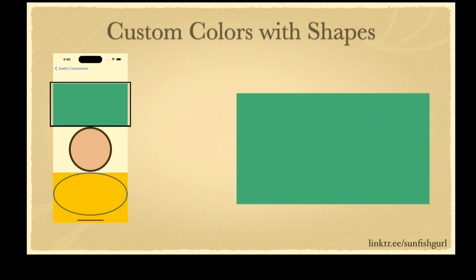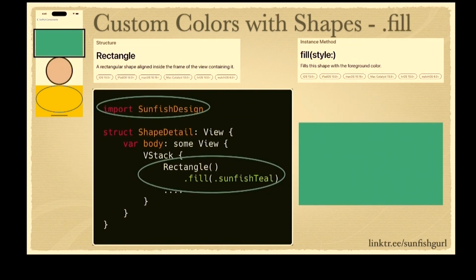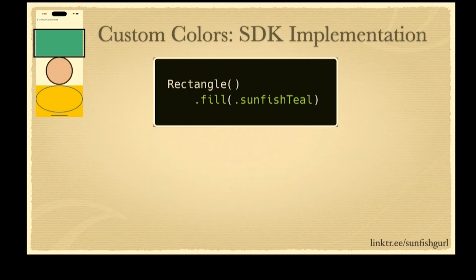Here we want to draw a rectangle and fill it with our custom teal color. See how we use the Apple fill view modifier syntax, but we are passing in our custom color, not the standard Apple teal color. And once again, all the steps we need to take have already been done.